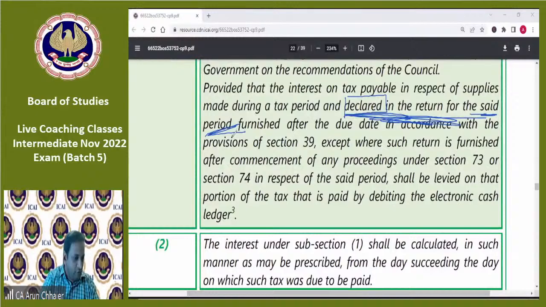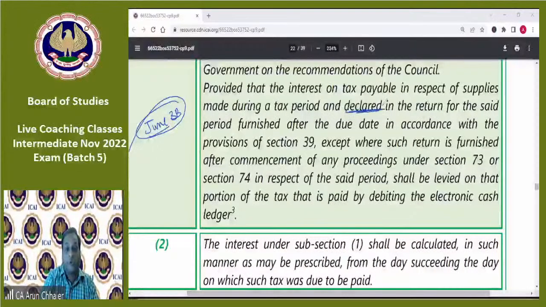Declaring in the same tax period means due for payment. No. It is saying that if the liability is of June, it has to be reported in the June GSTR-3B. If the liability is of July, then it has to be declared in the July GSTR-3B. And that 3B is being furnished after the due date. That is the due date. We will discuss everything in the written chapter, not now. So what is the due date? What is the concept of quarterly? What is the concept of monthly? We'll discuss it in the GST written chapter.